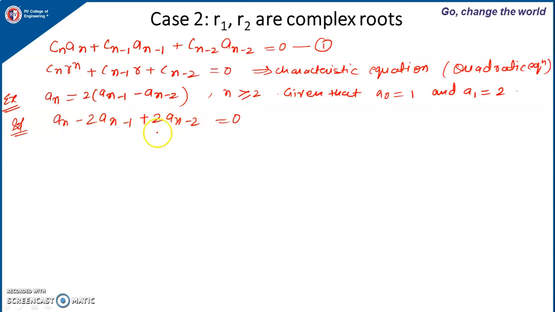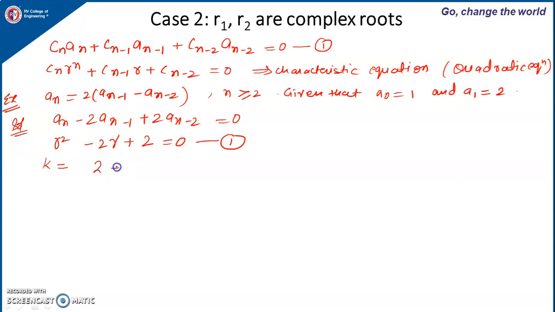Now for this recurrence relation I need to write the characteristic equation. The characteristic equation will be r squared minus 2r plus 2 is equal to 0. This is a quadratic equation, and we have to find its roots. We cannot directly find the roots, so we have to apply the Sridharacharya rule.